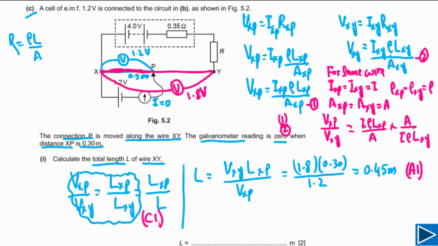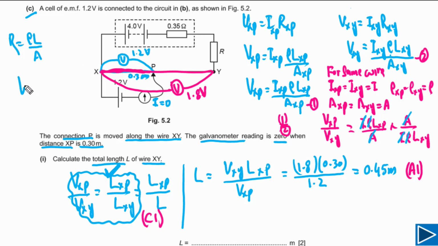Now simply we need to cancel. I cancels with I, rho cancels with rho, and A cancels with A. So we are left with Vxp over Vxy equal to Lxp divided by Lxy. That's the reason we wrote that the ratio between Vxp and Vxy is equal to the ratio between Lxp and Lxy. So this is how you can derive this.